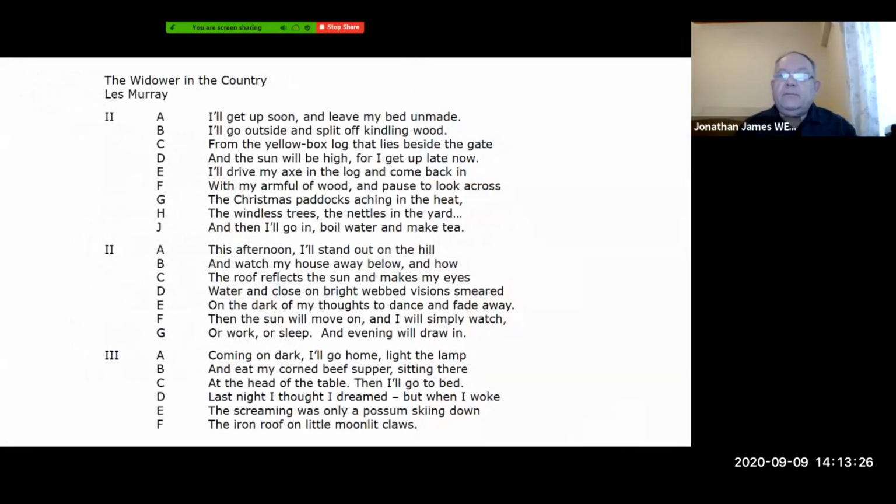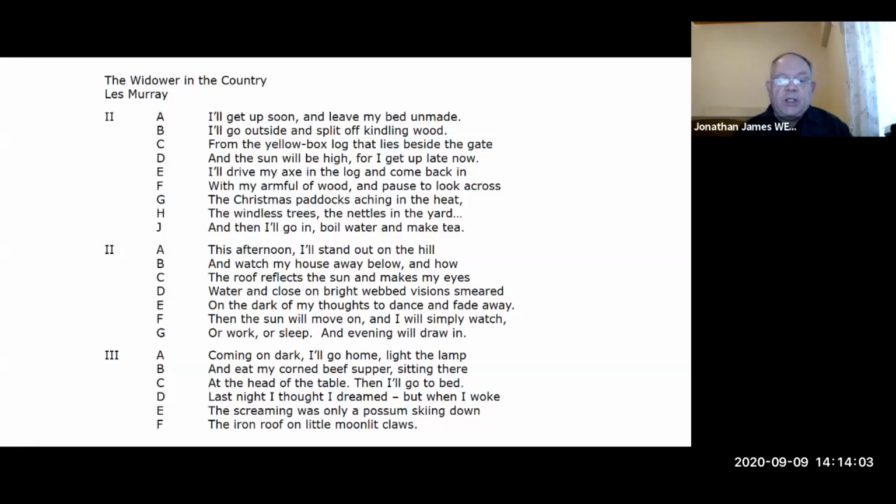I'll read it. I'll get up soon and leave my bed unmade. I'll go outside and split off kindling wood from the yellow box log that lies beside the gate. And the sun will be high, for I get up late now. I'll drive my axe in the log and come back in with my armful of wood and pause to look across the Christmas paddocks aching in the heat, the windless trees, the nettles in the yard. And then I'll go in, boil water, and make tea.